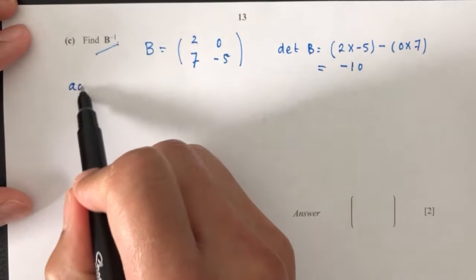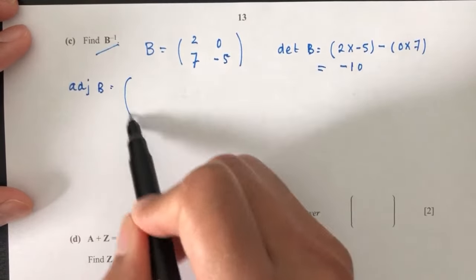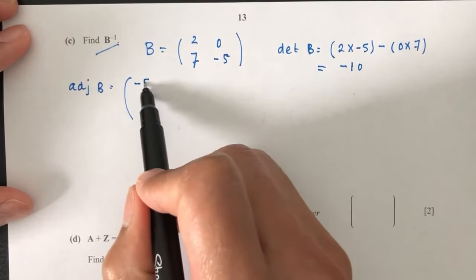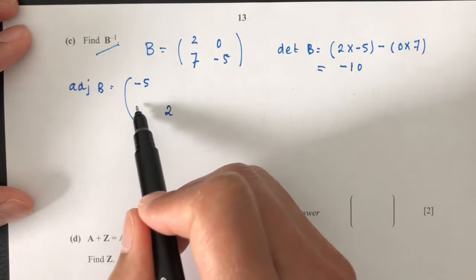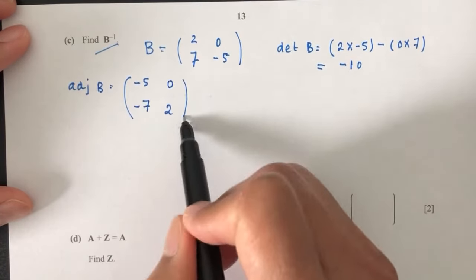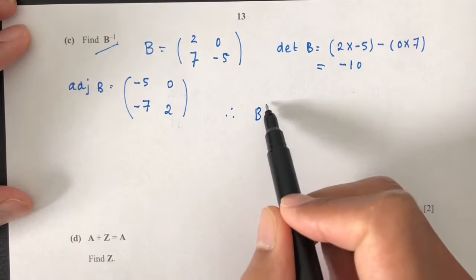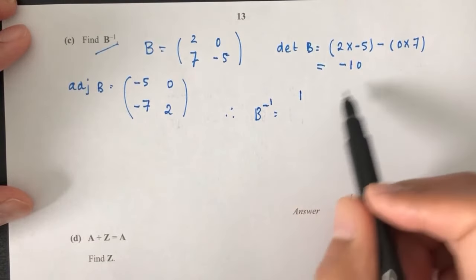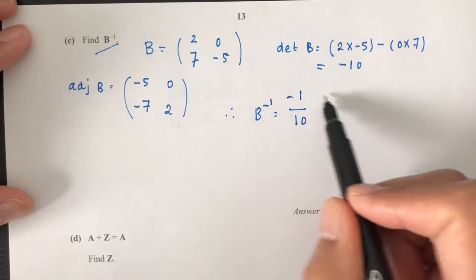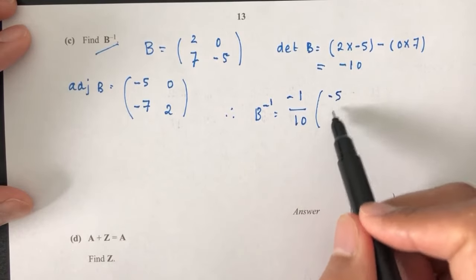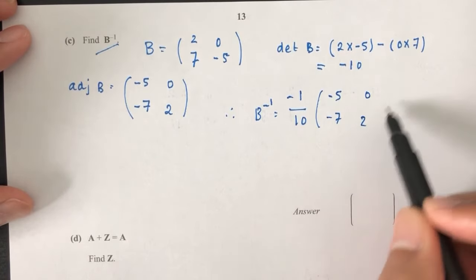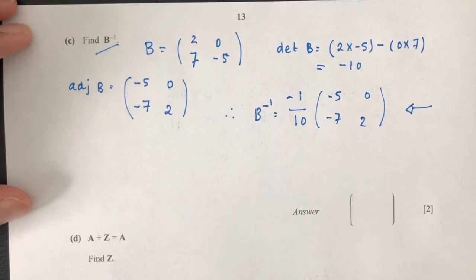So what is the adjoint matrix of B? We first have to change position: minus 5, 2. Change sign: becomes minus 7, 0. So B inverse is equal to 1 over the determinant, minus 10, times this one: minus 5, minus 7, 0 and 2. This will be your answer for part C.